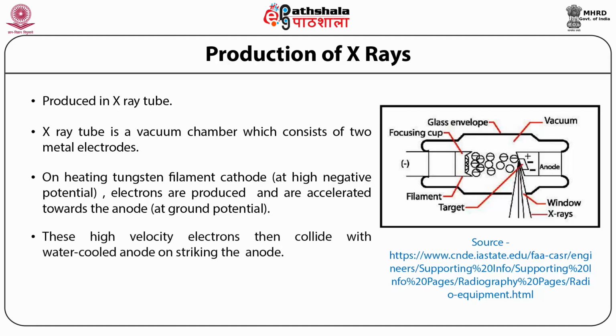These high velocity electrons then collide with the water cooled anode. On striking the anode, loss of energy occurs, which is manifested as X-rays. Less than 1% of the electron beam is converted to X-rays. The rest is dissipated as heat in the metal anode. A diagram of the X-ray tube is shown on the slide.